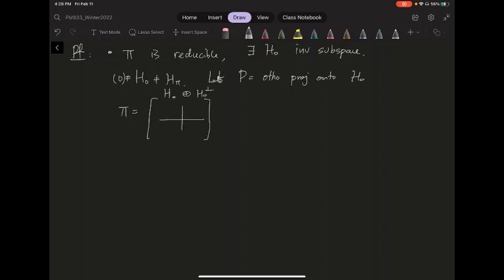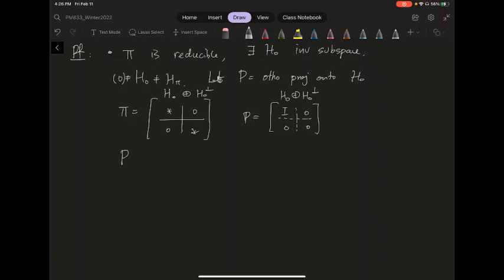So what it's saying is that this pi has something in here and something in here, but 0 on the off diagonal. And what is the orthogonal projection? Well, the orthogonal projection onto H0, if you write it like that, you map a vector in H0 to itself. So this is essentially the identity on here, and it will kill off everything else. So you get 0 over there.